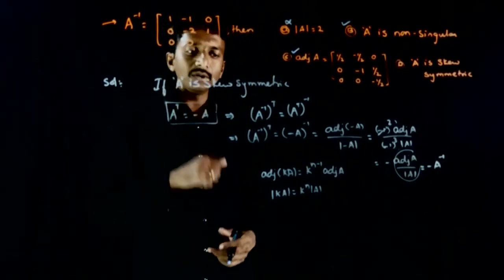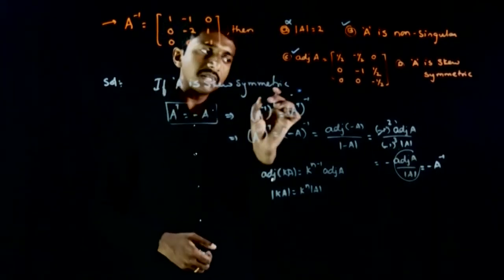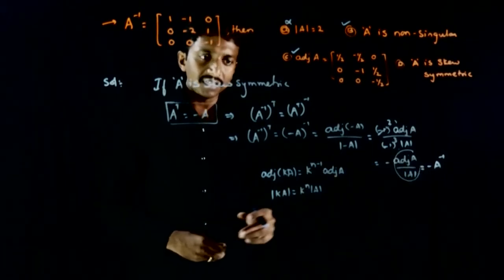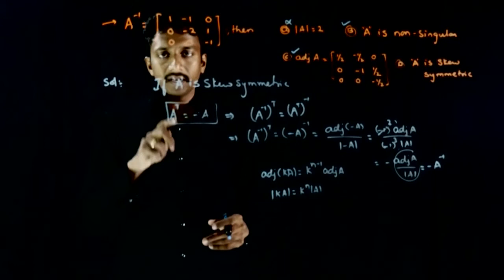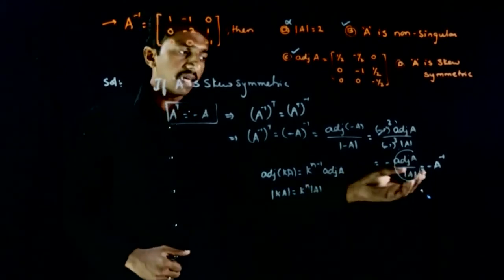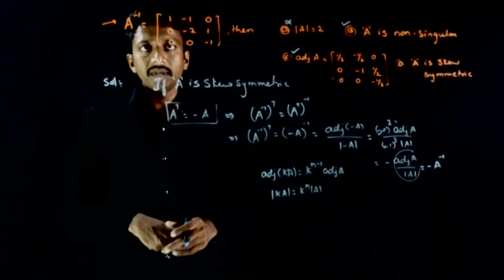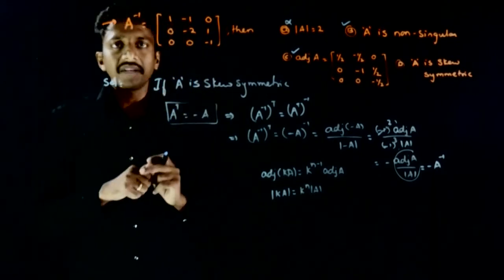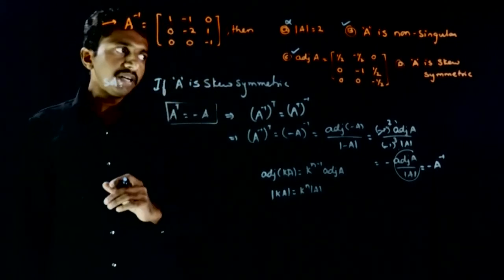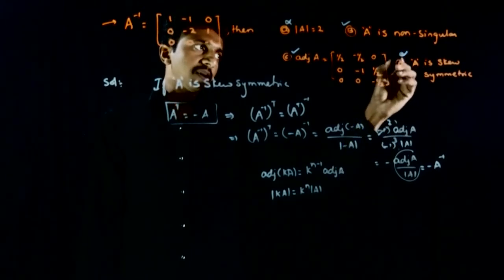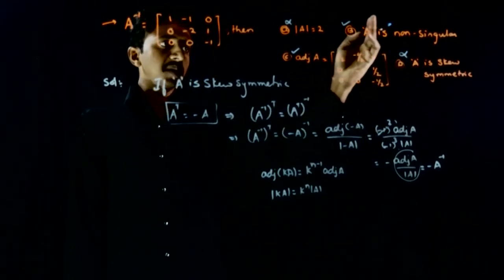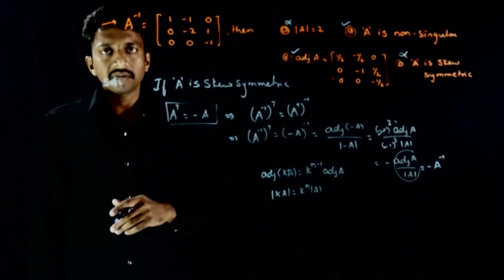So अगर A skew symmetric है तो A inverse whole transpose is minus A inverse. That is, A inverse should also be skew symmetric. अगर A skew symmetric है तो A inverse भी skew symmetric होना पड़ेगा. But यहाँ clearly देख सकते हैं A inverse is not skew symmetric. Hence A is also not skew symmetric. So option D भी गलत. So option B and C are the right options. Thank you.